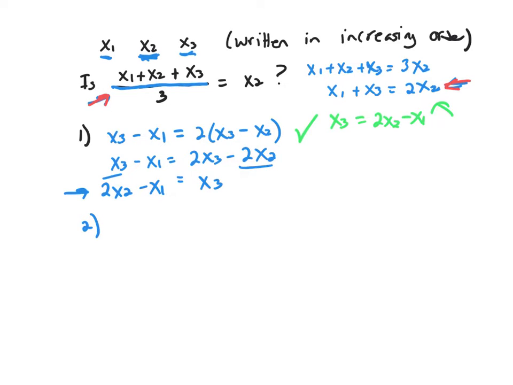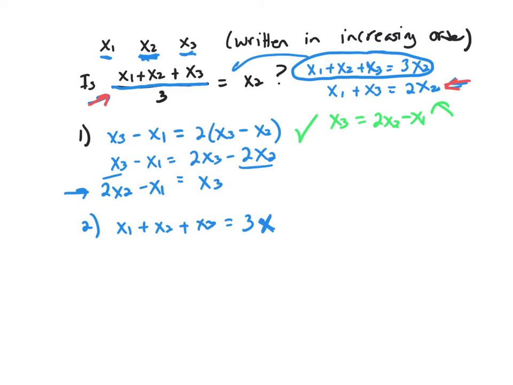Now let's look at clue 2. Clue 2 says the sum of the three numbers, that would be x1 plus x2 plus x3, is equal to 3 times one of the numbers. I'll just call that, I don't know which one. It could be x1, x2, or x3. And look, that is the same thing as this. So clue 2 works as well. Answer is D.